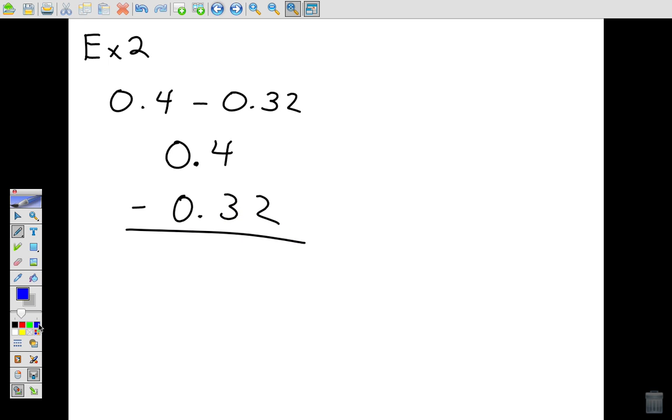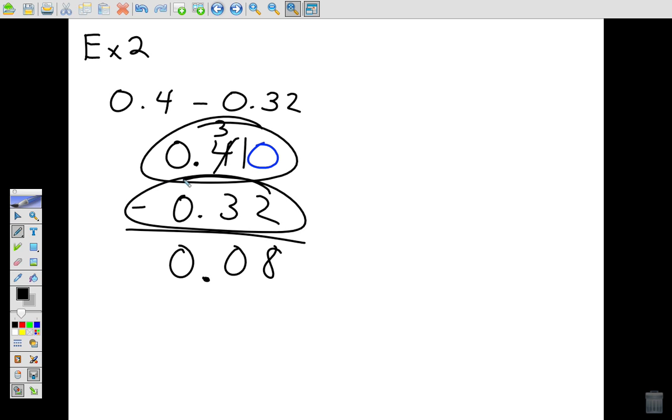So what does this mean here? Really, there's a 0 here. Again, adding a 0 to the end of a decimal doesn't change its value. So now I move the decimal straight down. I need to borrow, and I get 0.08. So this problem would be a lot like taking 40 cents minus 32 cents, and what's left over is 8 cents.